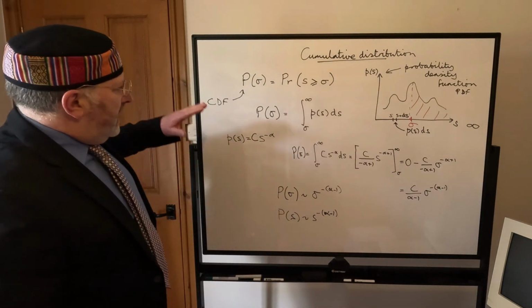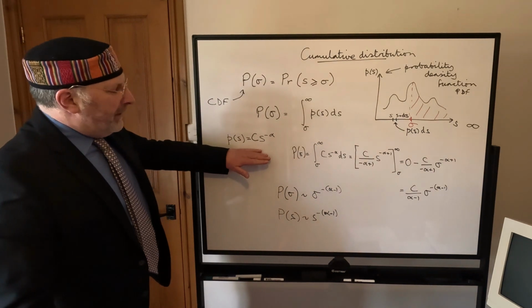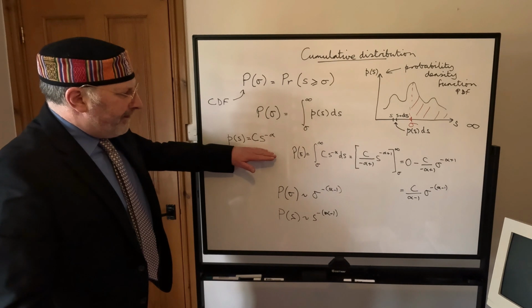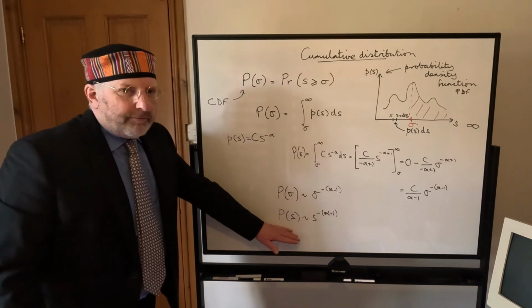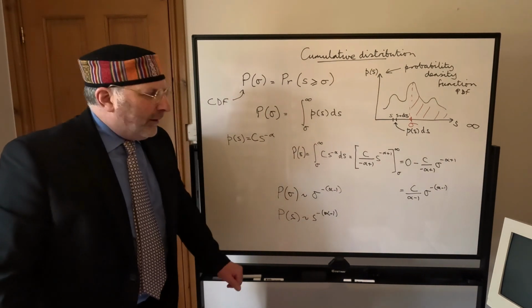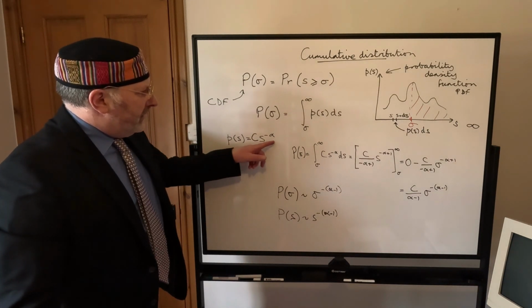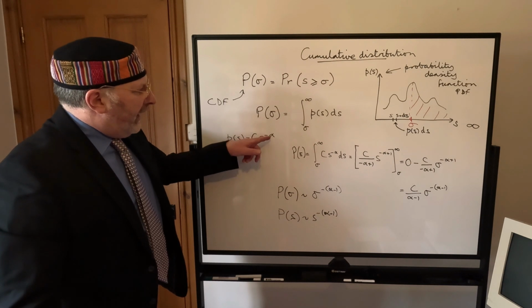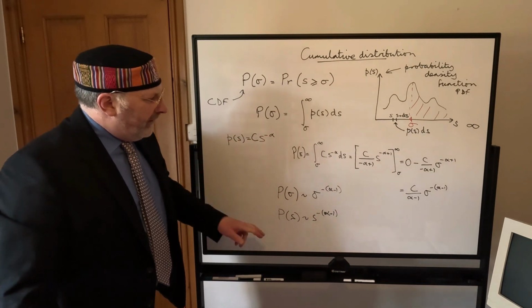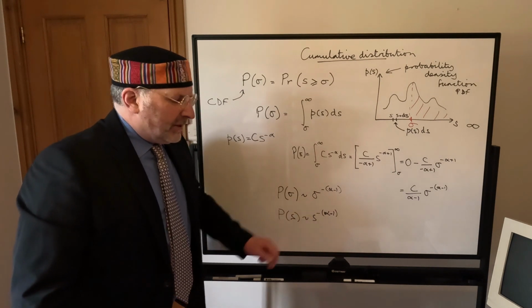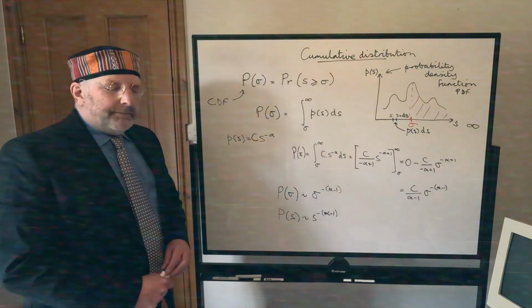So if the probability density is a power law, then the cumulative probability is also a power law. If the basic probability density has an exponent of minus alpha, then the cumulative probability has an exponent of alpha minus 1.